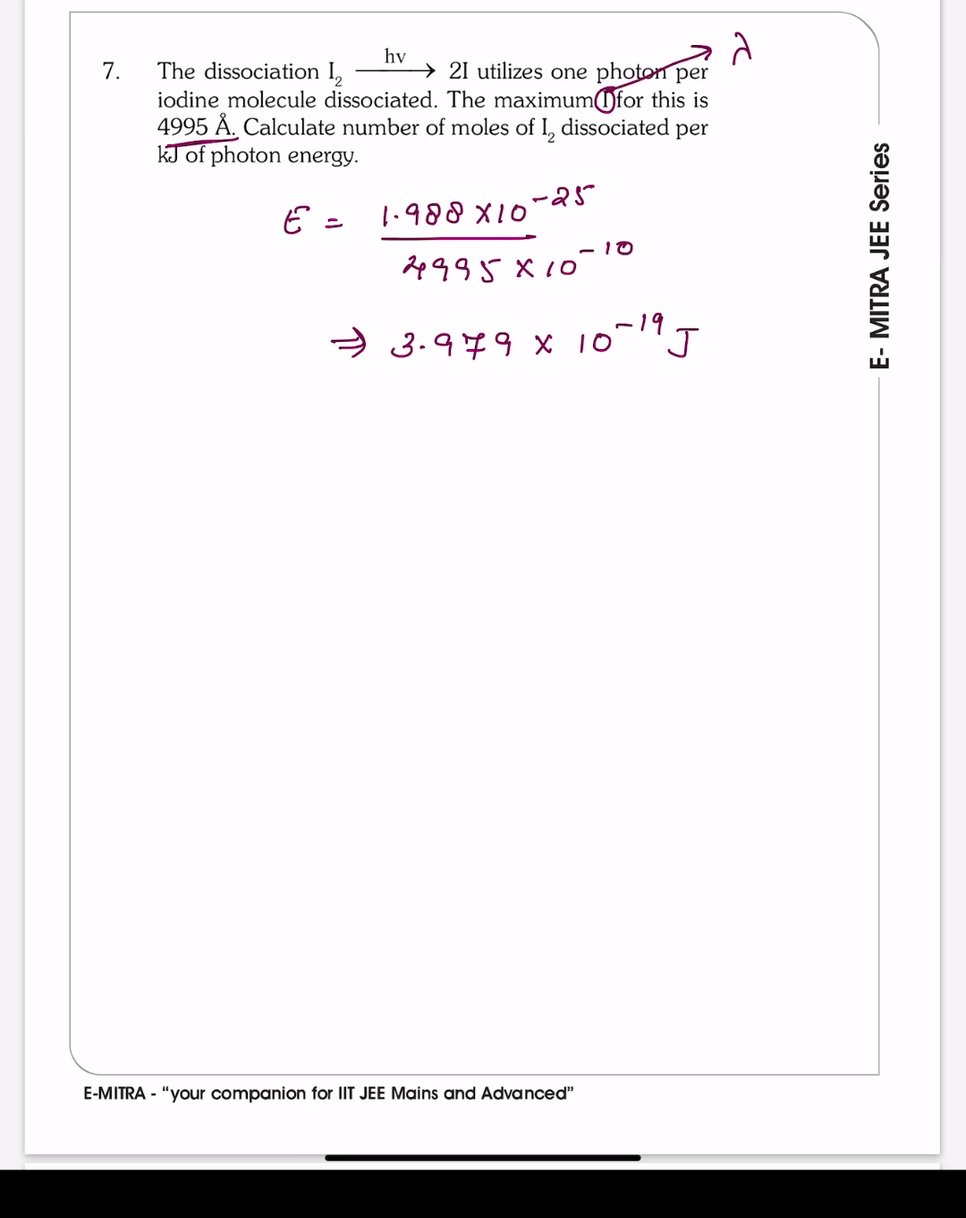one photon, and the question is asking us to find out the number of photons in 1 kilojoule. So if we want to find the number of photons in 1 kilojoule, it will be the total energy upon the energy of one photon, correct.